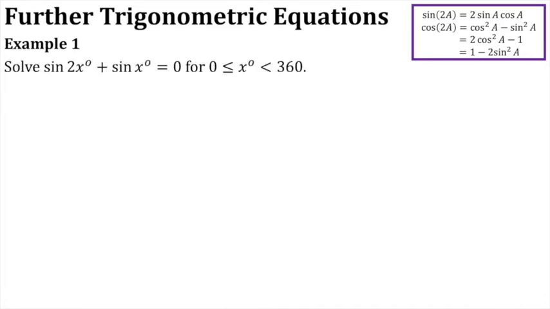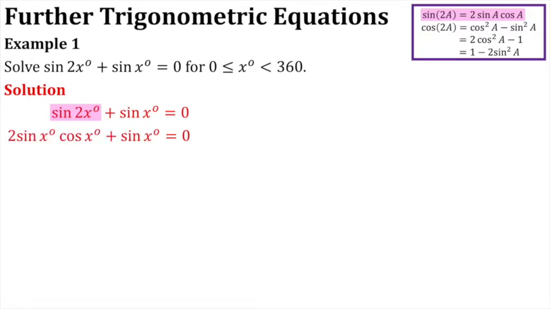So let's look at example 1 here. We're asked to solve sine of 2x plus sine x equal to 0 for x lying between 0 and 360. So we need to recognise here that we've got a double angle, so sine of 2x, and we need to be able to use our expansion here. So we need to replace the sine of 2x with 2 sine x cos x, and we've got our existing plus sine x equals 0 here.